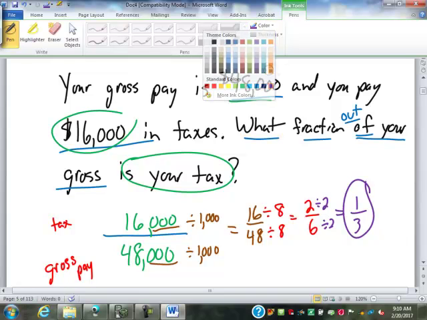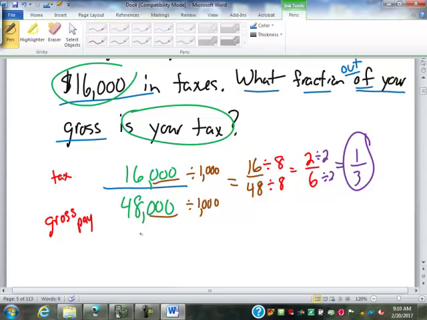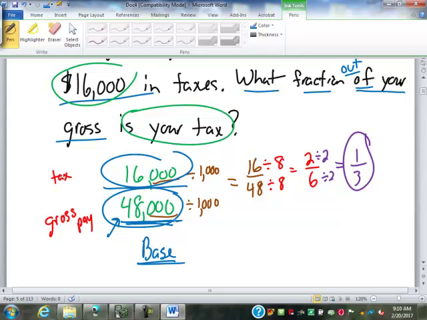That's an important thing to be able to pick out. It's something called the base of a problem. The base of a problem is something the calculations are all based off of. The amount of tax you pay is based off of your gross pay or your earnings. So you know that's what everything's based off of. That has to go in the bottom of your fractions or your ratios.